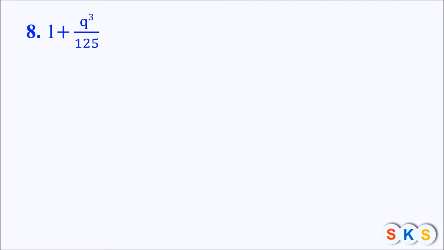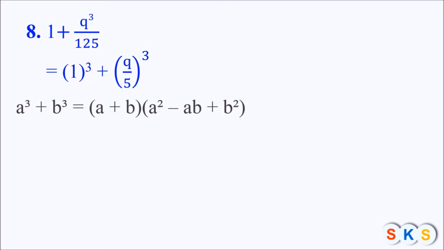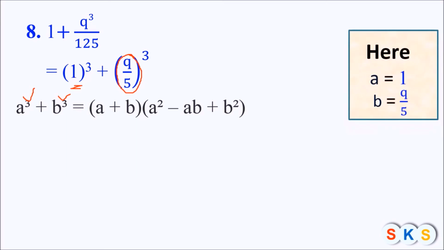So we will write the first term as 1 the whole cube, plus the second one we will write as q upon 5 the whole cube. Now it is converted in the form of a cube plus b cube. So we will use the same formula, a cube plus b cube equals a plus b into a square minus ab plus b square. What is the value of a over here? The first term is cube of 1, so a is 1, and the second term is cube of q upon 5, so b is q upon 5. You can see in the box I have noted a as 1 and b as q upon 5.